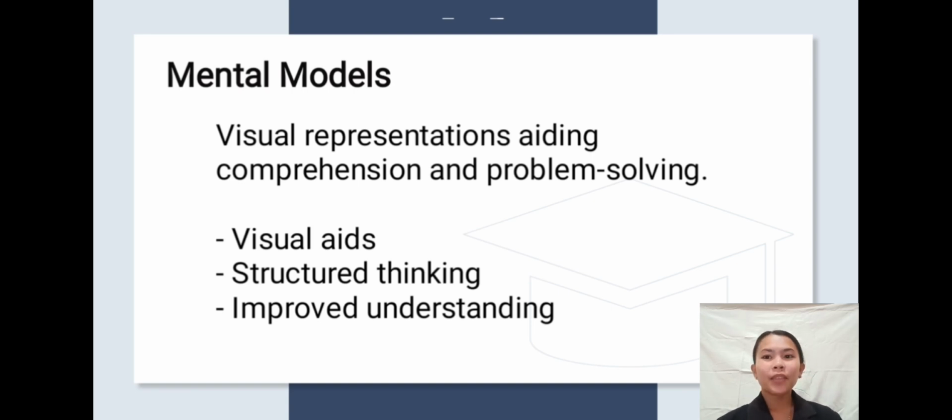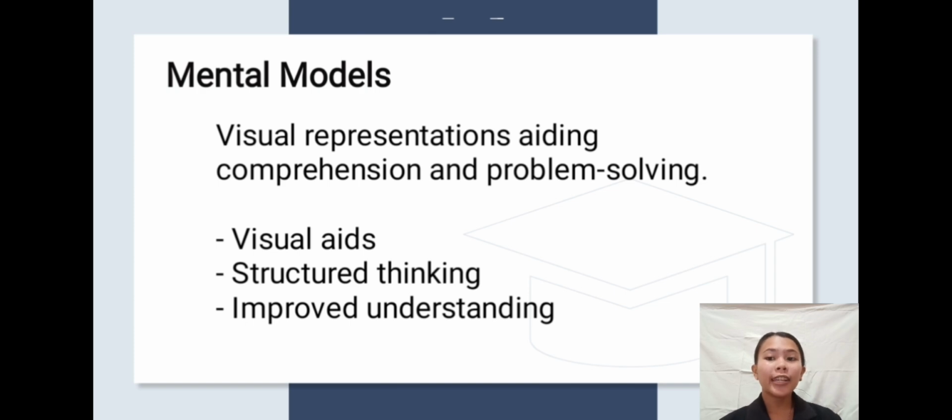Mental models, visual representations aiding comprehension and problem solving. Mental models use visual representations to aid comprehension and problem solving. They provide visual aids, promote structured thinking, and lead to improved understanding. For example, using a diagram to explain a complex scientific process.